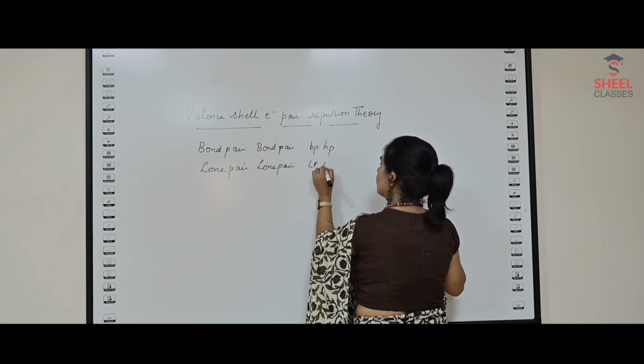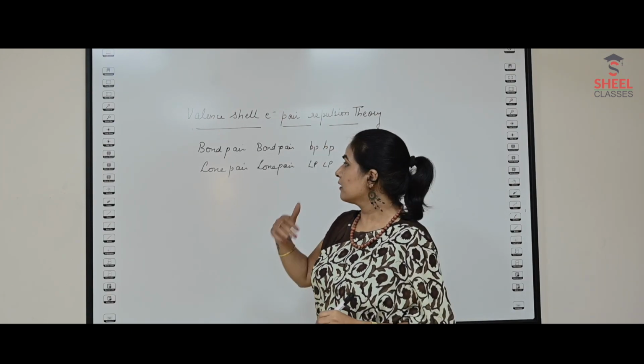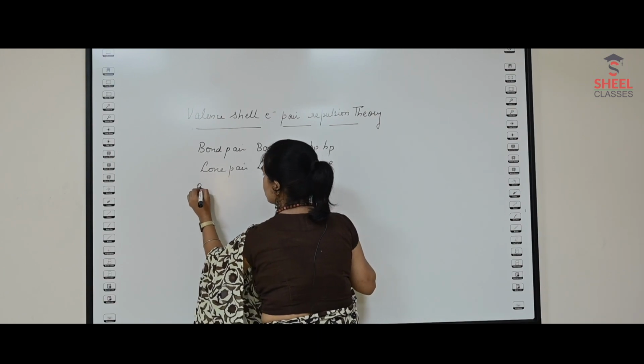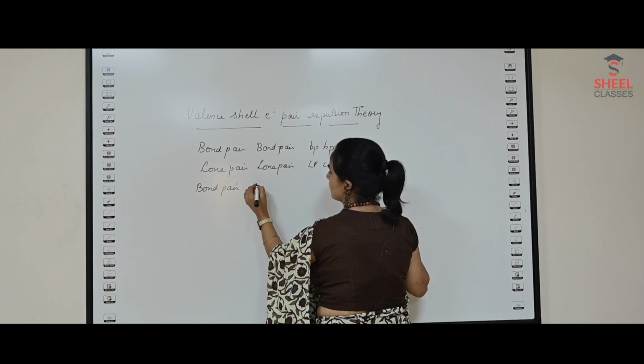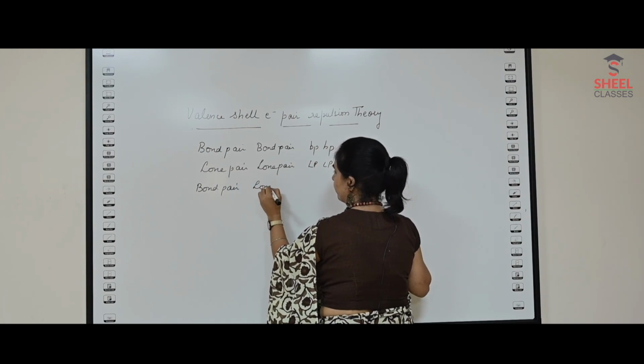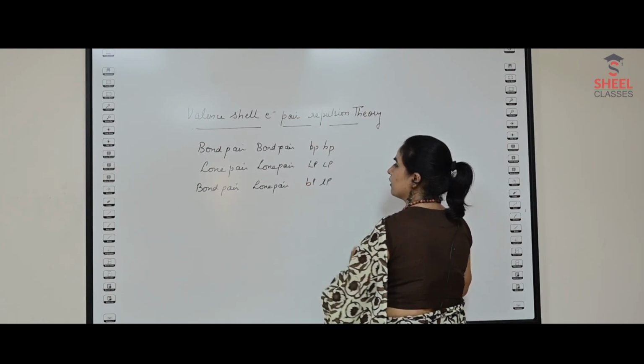Then we have lone pair repulsions. That means there are more than one lone pair and it is exerting a repulsive force, and there can be a force of repulsion between the bond pair as well as the lone pair. So bond pair, lone pair repulsion.